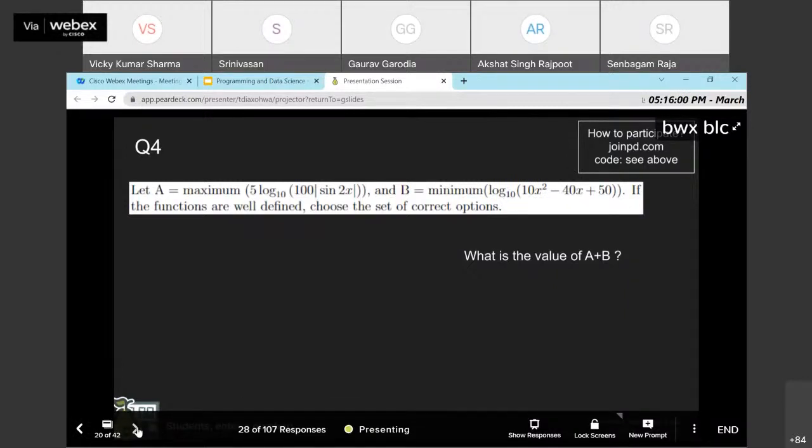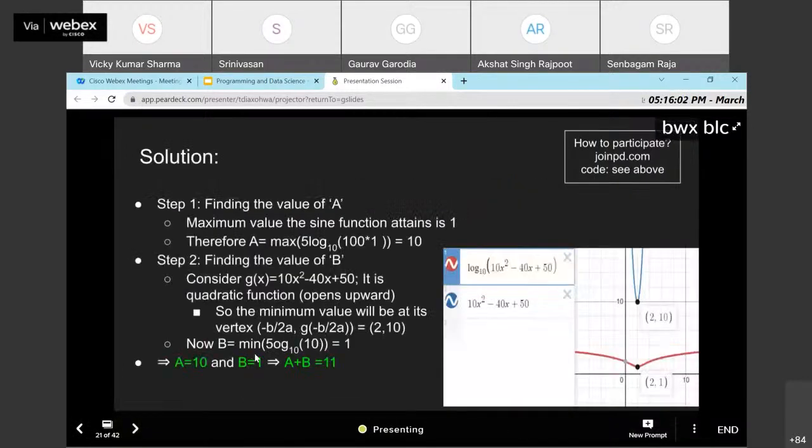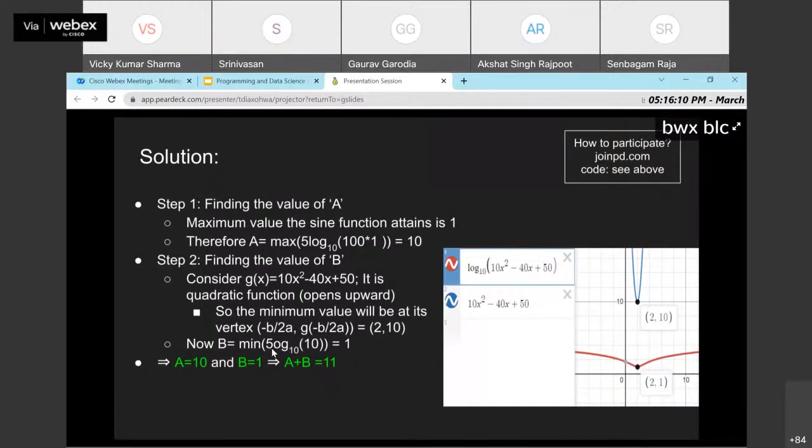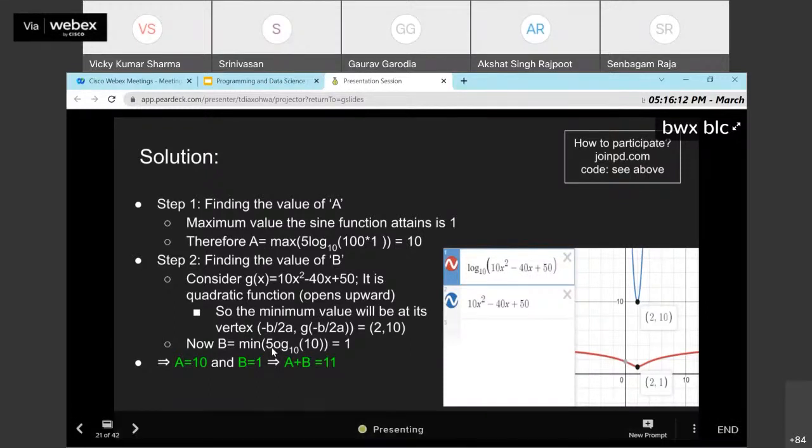So log 10 to the base 10 is 1. So that's the minimum value you can get. So you see the B is 1 then, right? So here, I guess there is a typo. Instead of log, I have written something else. So that's a typo, and you can correct that while you're going through. So it's log of 10 to the base 10.